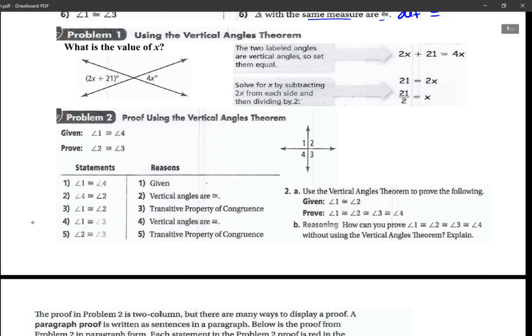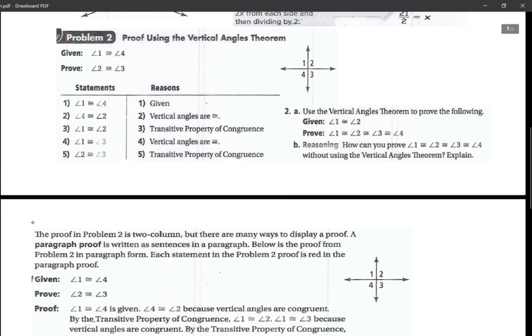How do we use the vertical angles theorem? You know this. You've done these already. We just now have a theorem that lets us prove it. We can see that we have vertical angles here. We automatically go in and mark them congruent. Congruent means equal. I write my equation, solve for x. You know how to do those.